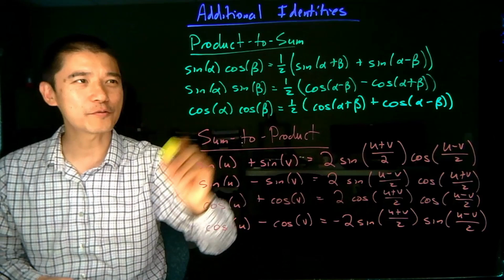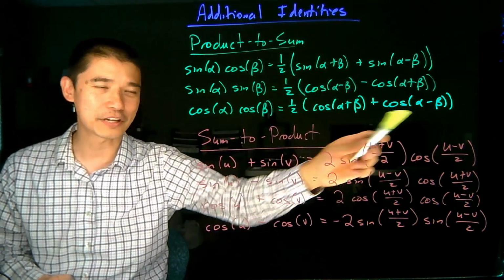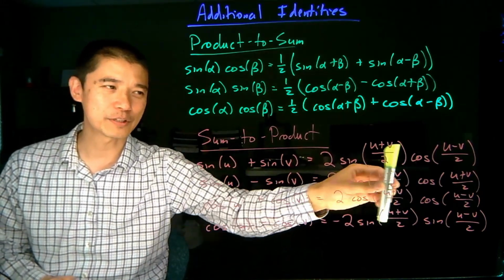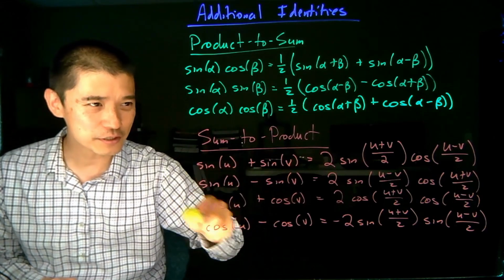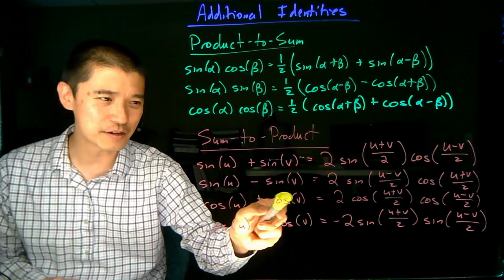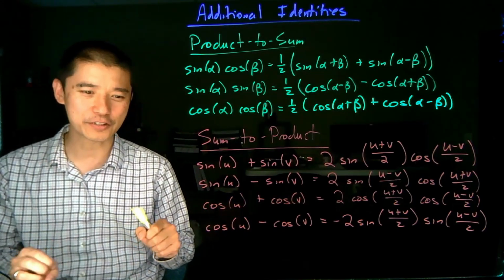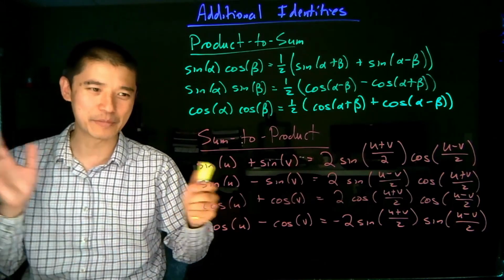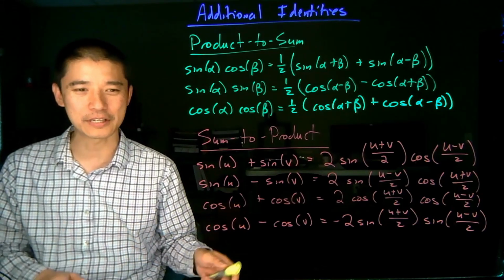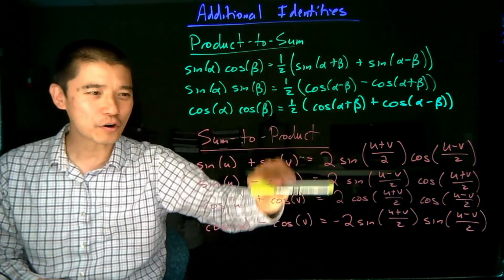We have the product to sum formulas, which take a product of two sinusoidals and turn them into a sum of sinusoidals. And then we have the sum to product formulas, which take sums and turn them into products. Now specifically, notice that the sum to product formula only has the sum and difference of sines and the sum and difference of cosines, but not a mixture of the two. It turns out if you mix sines and cosines of different periods, you have a big mess on your hands. If you mix sines and cosines of the same period, then you could use the methods that were introduced earlier to simplify that. So here are all the formulas.